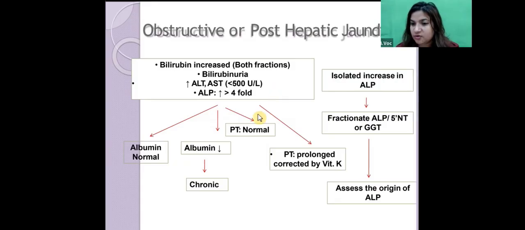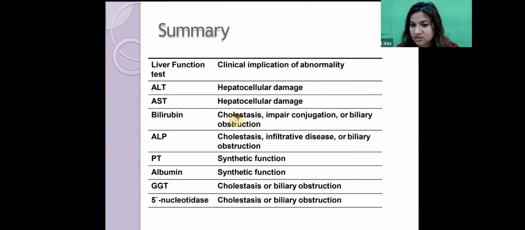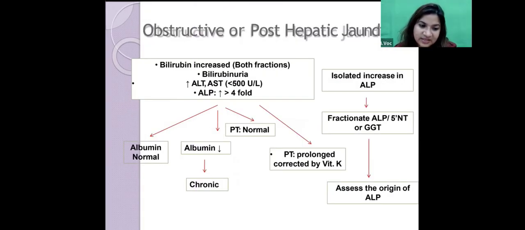In obstructive jaundice also there is one chart that is being shown to you. So basically there are different tests that can be assessed for the diagnosis of liver dysfunction. So what is the value of serum enzymes? Let's discuss the value of serum enzymes in liver diseases.